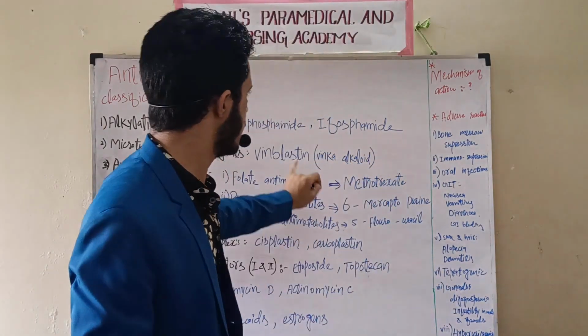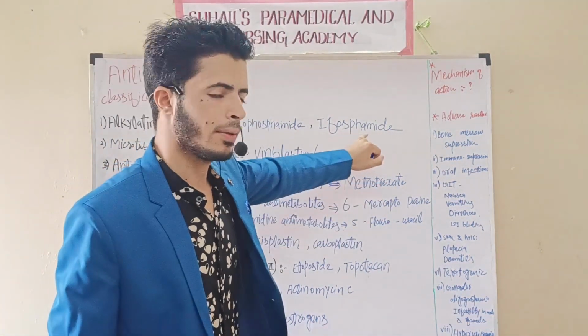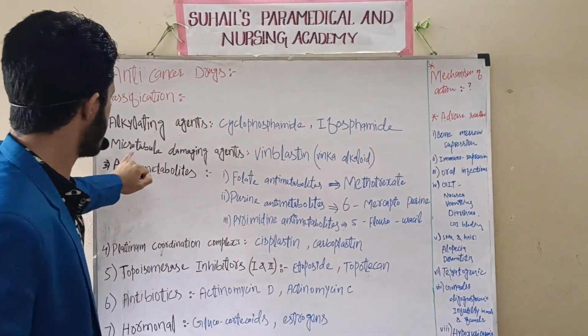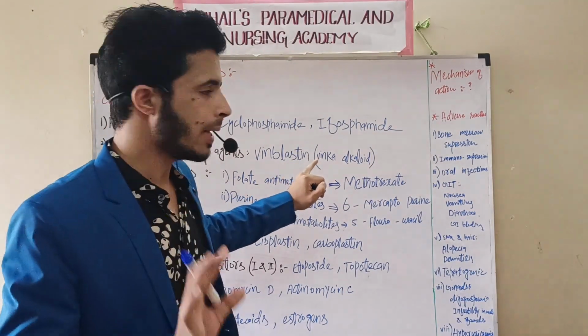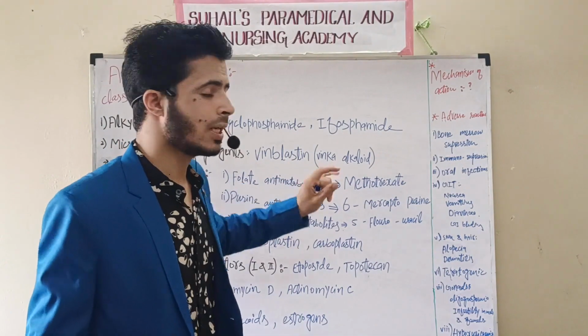One is cyclophosphamide. Another is a phosphamide. Then there are microtubule damaging agents. Those are the drugs which damage the microtubules, for example vincristine. One example I have taken here is vincristine.